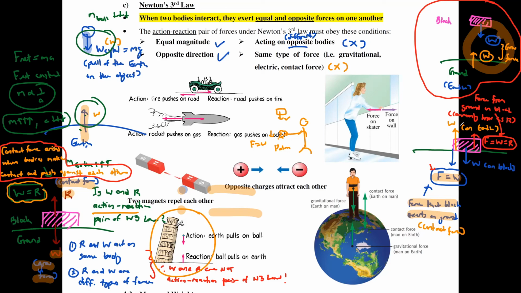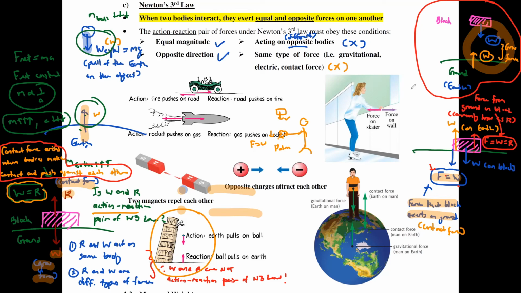But when the block starts to move downwards and makes contact with the ground, the block will now start to exert a force onto the ground, which is equal to the weight. In return, the ground will start to exert a force back onto the block. F equals W equals R. We commonly know this as your reaction force R.